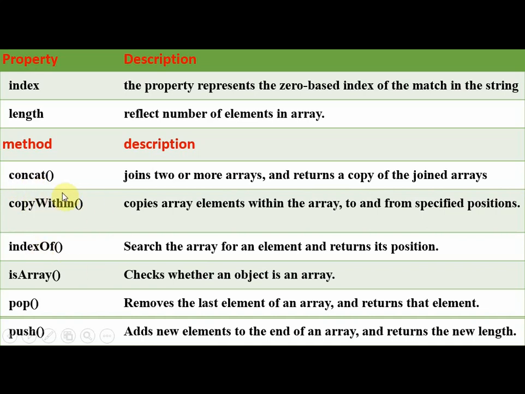The first method is concat, short for concatenate. This function is used to join two or more arrays and return a copy of the joined array. Meaning two or more arrays will be merged into a single array, and it will return a copy of the joined arrays.